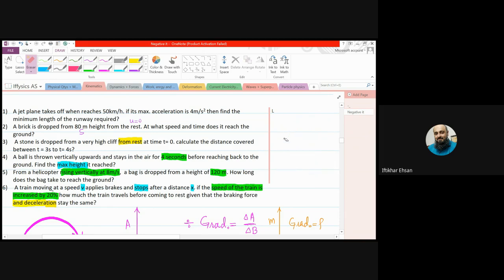Look at question number three. Question number three says a stone is dropped from a very high cliff from rest at time zero. Calculate the distance covered between time 3 seconds to 4 seconds. Air resistance is negligible, right? Can you please share the answer with me?